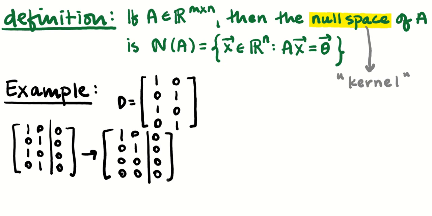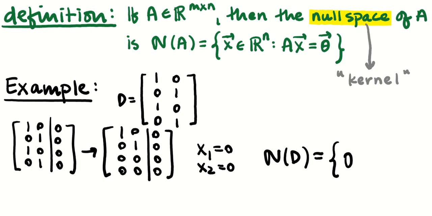Pretty easily. And so that's going to be x1 equals 0 and x2 equals 0. Okay, those bottom rows of zeros are just really not telling me anything because there's only 2 variables of information, right? So what I'm going to say is that the null space of matrix D is equal to the set that has just the 0 vector.